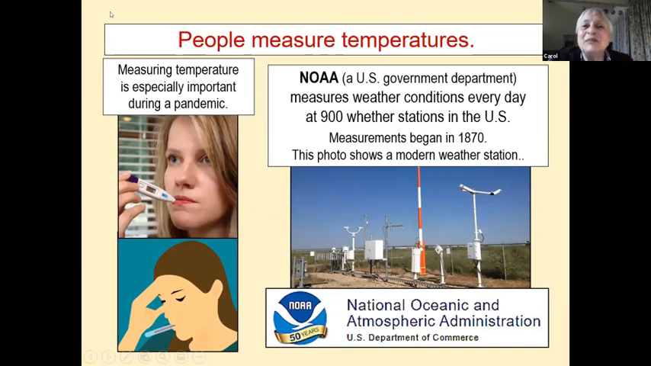I was struck by how important measuring temperature is. It's just hard to ignore that we really do have to take our temperatures now during a pandemic.